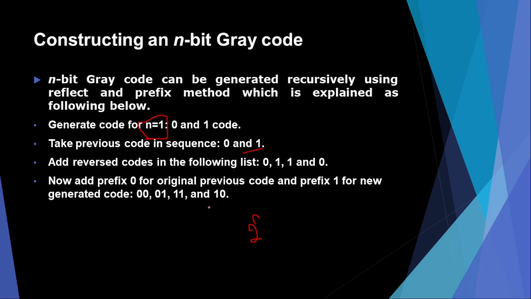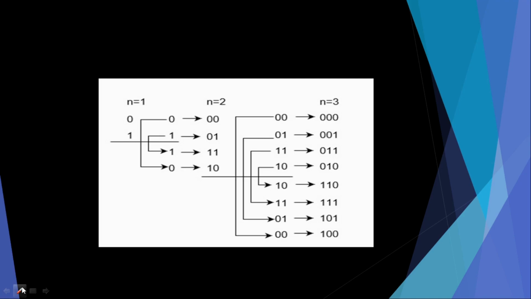So our final step is to add 0 to the already generated code and add 1 to the newly generated code. That's what I have mentioned here. So I will explain with this picture. N equal to 1 means we can generate only two values. One is 0 and another one is 1.